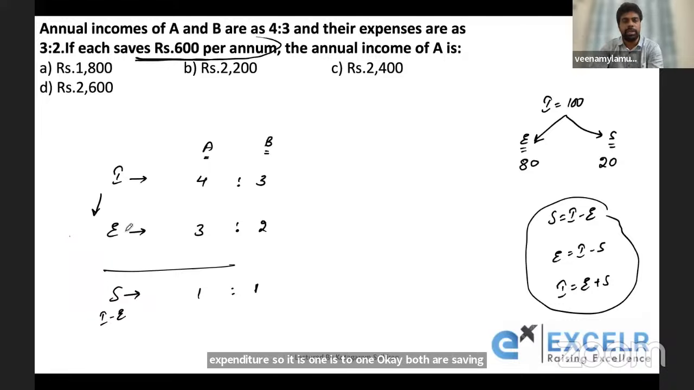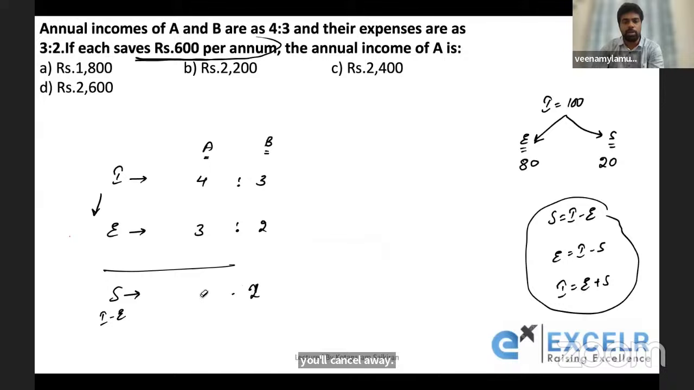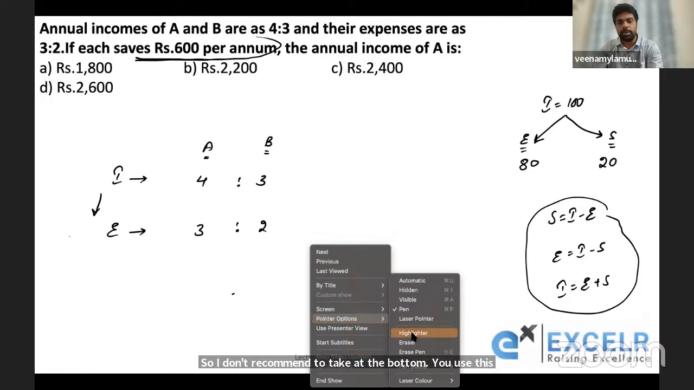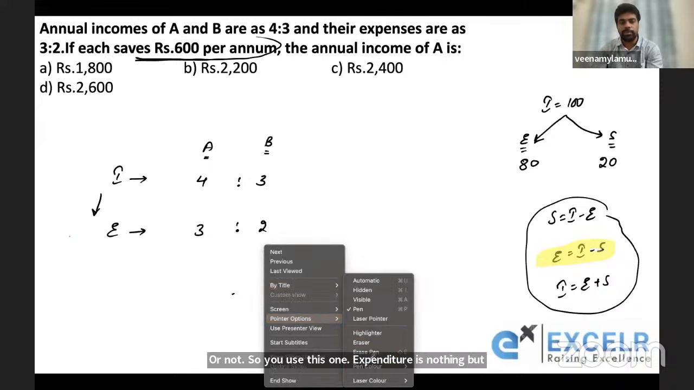Here from income I am subtracting. Instead of taking it at the bottom, suppose you get 2 and 2, you will cancel away. So I don't recommend taking it at the bottom. You use this case: expenditure is nothing but income minus savings. You use that.